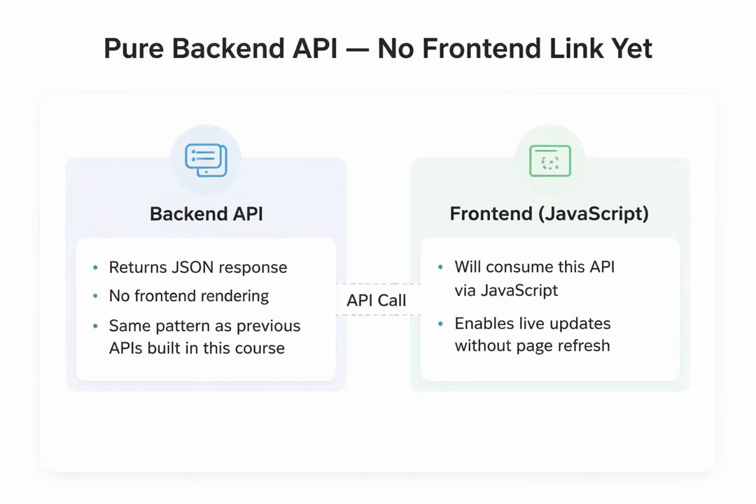At this stage, the review API is purely backend. It returns a JSON response and has no direct connection to the front end yet. This is exactly the same pattern used when building other APIs in this project. The reason for returning data in this JSON format is to enable live, real-time interaction on the front end using JavaScript, so the page doesn't need to do a full refresh every time a review is submitted or loaded.